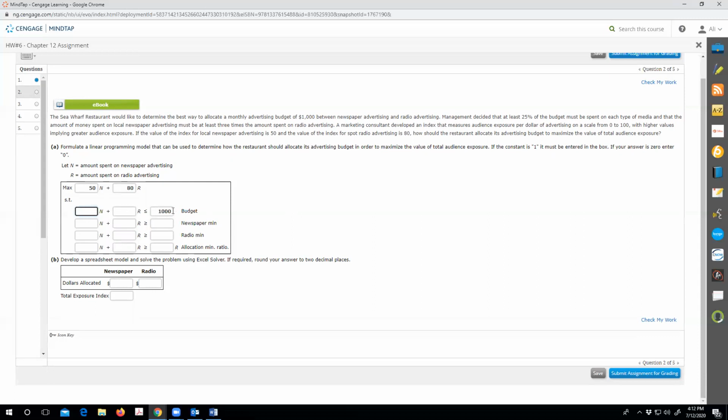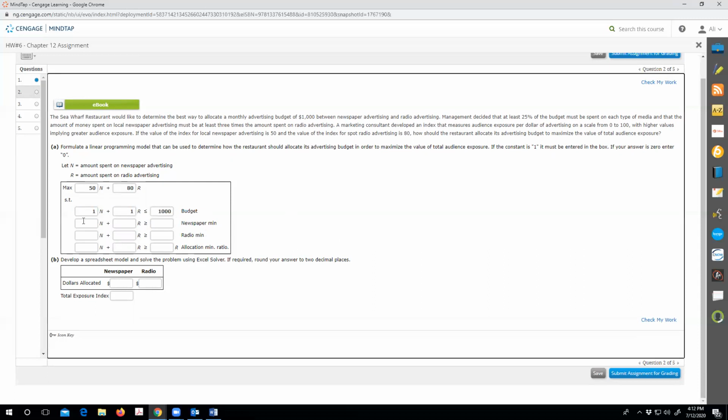If I write it on paper, I will put N plus R less than or equal to $1,000, which means one of this and one of this. So you got this point? The first constraint is telling me that the advertisement on the newspaper and the radio cannot go above $1,000. So if I have a paper and pencil, I will write this thing as N plus R less than or equal to $1,000.